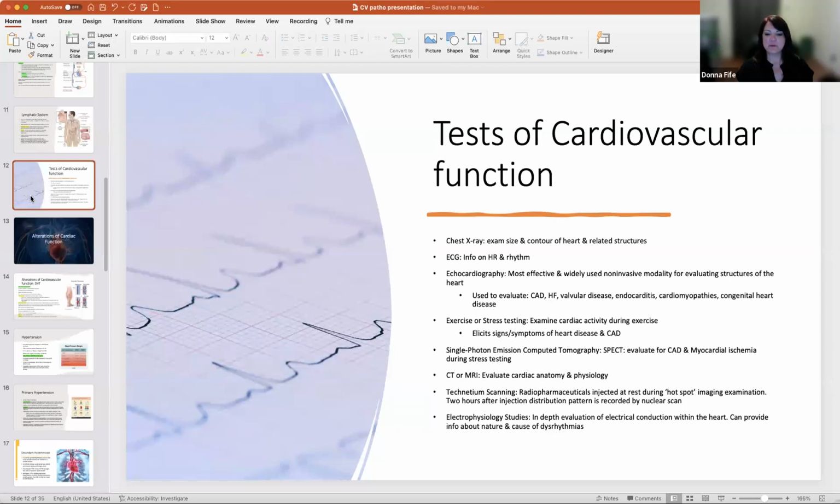Technetium scanning: radiopharmaceuticals are injected at rest during hotspot imaging examination. And 2 hours after injection, the distribution pattern is recorded by a nuclear scan. Electrophysiology studies, this is a more in-depth look at what's going on electrically with the heart, and this can provide information on the nature of different dysrhythmias.